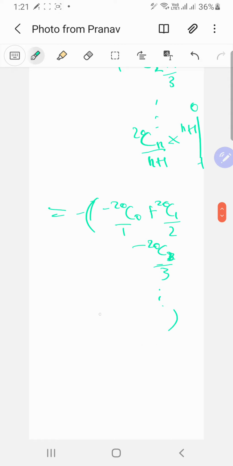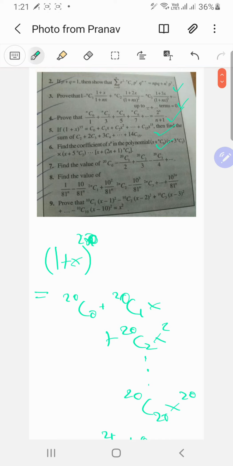So that should make sense. Multiply this by negative once again, so you should get 20C0 upon 1 minus 20C1 upon 2 plus 20C2 upon 3 and so on. Okay, and that's exactly what we are supposed to find. So that should be it. This series actually turns out to be 1 upon 21. Easy. Okay, I will see you in the next one.